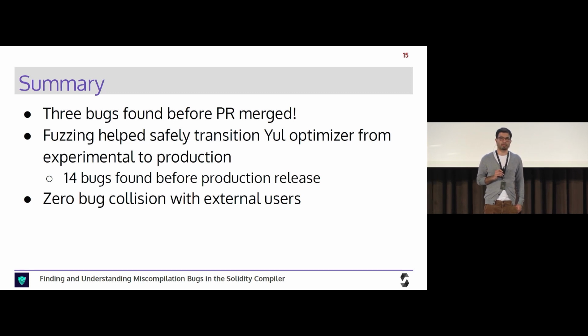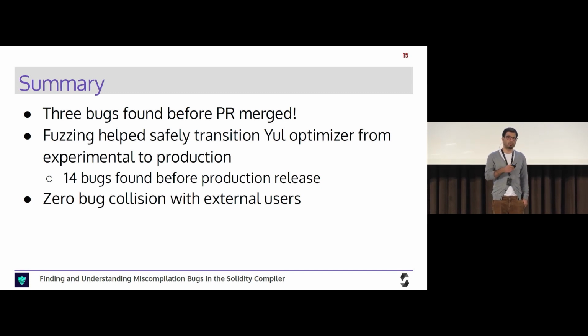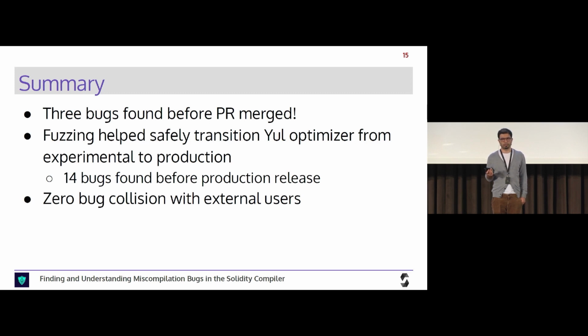The Yul optimizer, which started out as an experimental optimizer step, fuzzing has helped transition that safely to production, and 14 bugs were in fact found in the Yul optimizer, but when it was still in the experimental phase. And ever since it's gone production, I would say almost nothing has been found in it, maybe 1 bug. And we've had 0 bug collision with external users, so there's no evidence of these bugs being exploited in the wild.